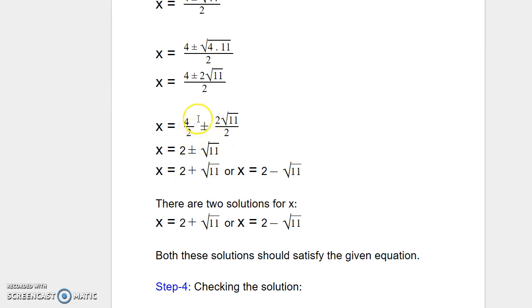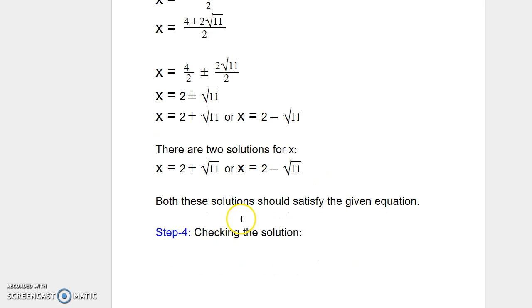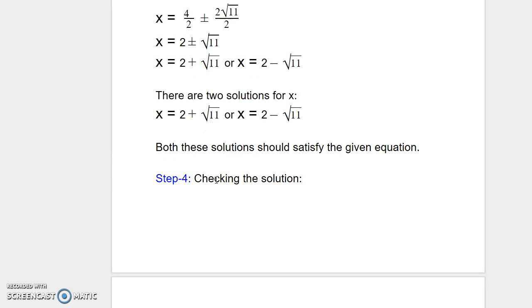The two answers for this quadratic equation are x equals 2 plus the square root of 11, or x is equal to 2 minus the square root of 11. These are the two solutions. Now, these two solutions should satisfy the given equation. So let us check and see whether, when we substitute each one of these answers into the given equation, they satisfy the left-hand side and the right-hand side.